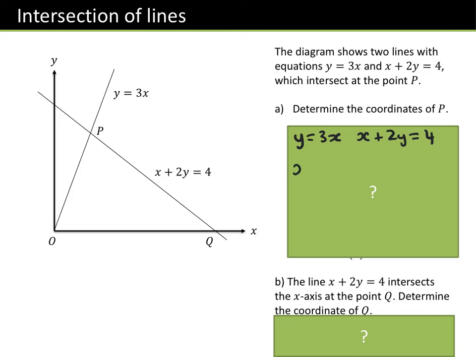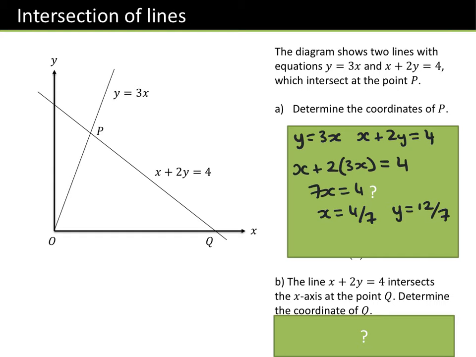So if I substitute, I'm going to get x plus 2 lots of 3x equals 4. So 7x equals 4. X equals 4 over 7. So then that means y equals 12 over 7. Perfect. So it then says the line x plus 2y equals 4 intersects the x-axis at the point Q.